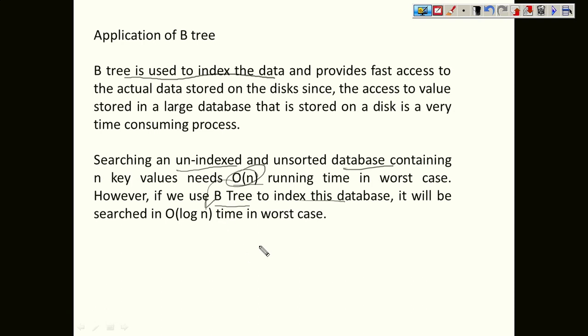So this is all about B trees, and I believe that now you have understood what M-way trees are and how we can move to B trees. We have found some drawbacks in the M-way trees, and these drawbacks are rectified using a B tree. So this is all for this lecture, and thank you very much.